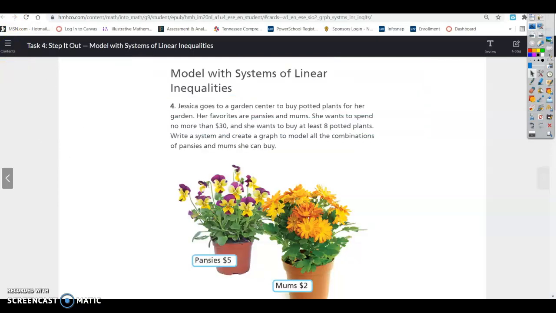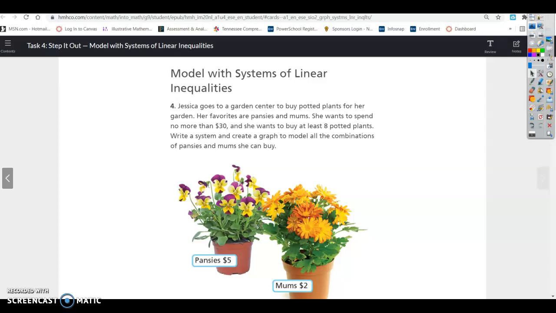All right, guys, lesson 10.2, task 4. Model with systems of linear inequalities. Jessica goes to a garden center to buy potted plants for her garden. Her favorites are pansies and mums. She wants to spend no more than $30, and she wants to buy at least 8 potted plants. Write a system and create a graph to model all the combinations of pansies and mums she can buy.